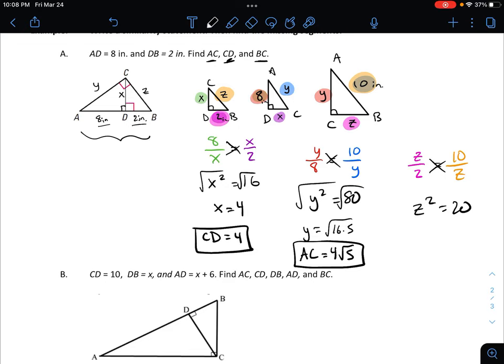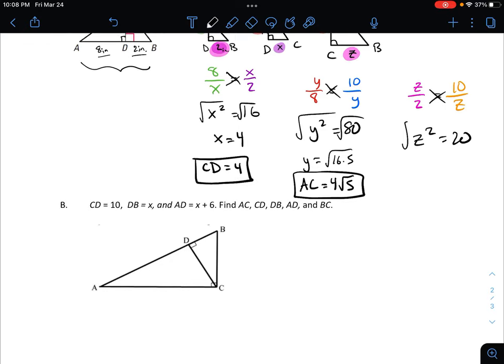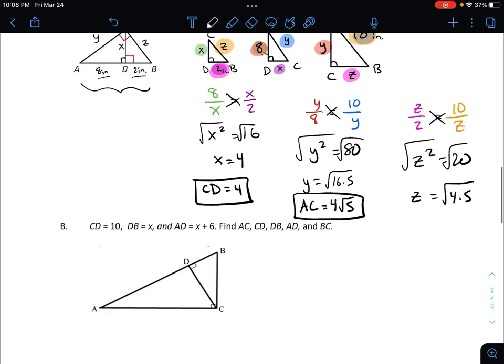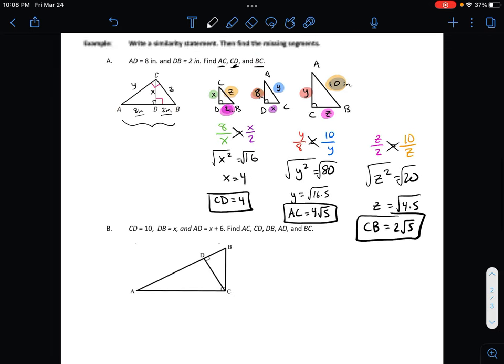Cross multiply, z squared equals 20. We're going to take the square root of both sides. So we end up with z equals the square root of, I can break this down, that's just 4 times 5. So z equals 2, sorry, I'm not going to use z. I'm going to use side CB, my last side. That's 2 square root 5. Again, don't forget to write the word units there. So those are my missing sides.